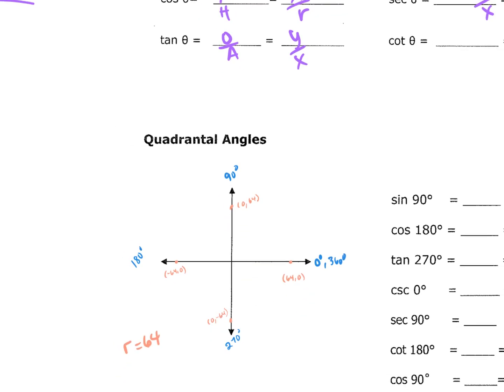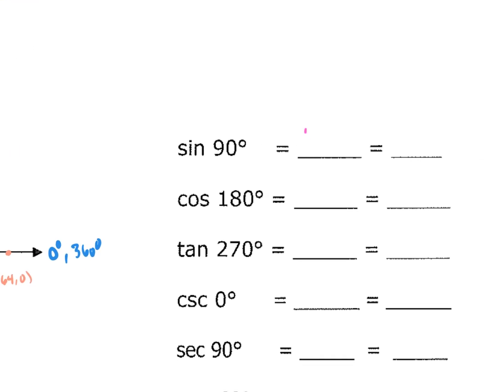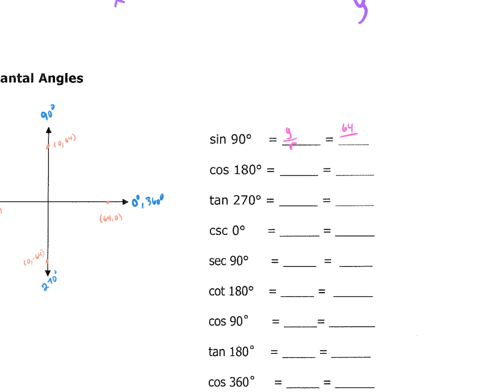So at 90 degrees, we need to look at what the y value is, which is 64, over r, which we know is 64. So we get 64 over 64, so our answer is just equal to 1.